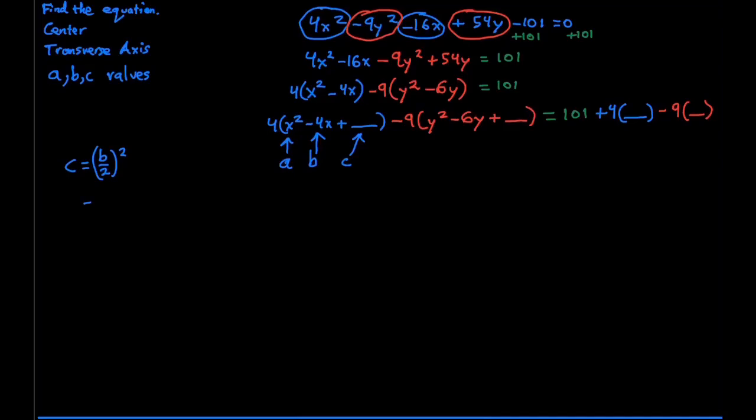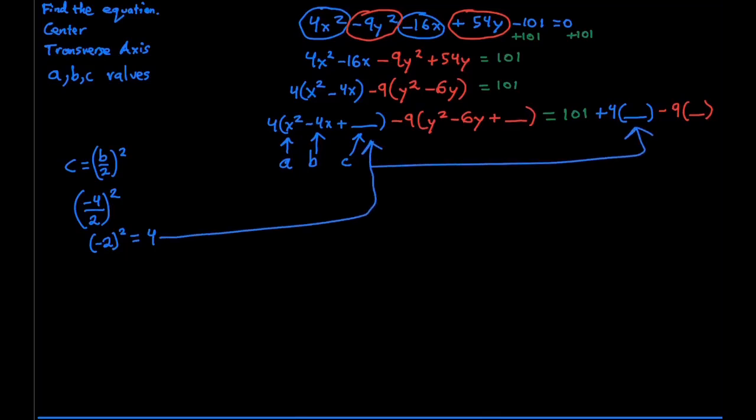That means you take the negative 4, divided by 2, put it inside the parentheses, and square this. It turns into negative 2 squared. That means that this is 4. The 4 has to go into this blank and into that blank at the same time.